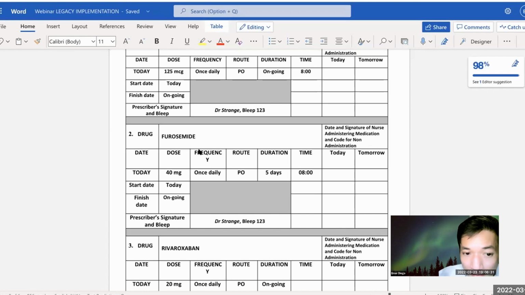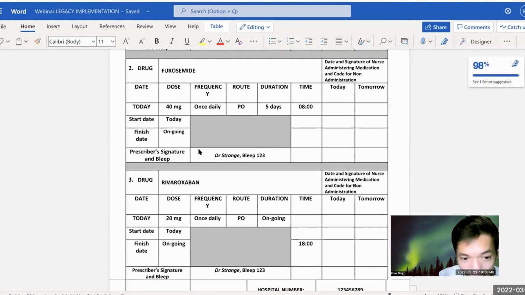Remember that furosemide, its main indication is not for blood pressure. It's a diuretic, okay? Remember that the patient's drop in blood pressure is a side effect. So number 3, rivaroxaban. I think it's part of our quiz earlier, so you know this by now.